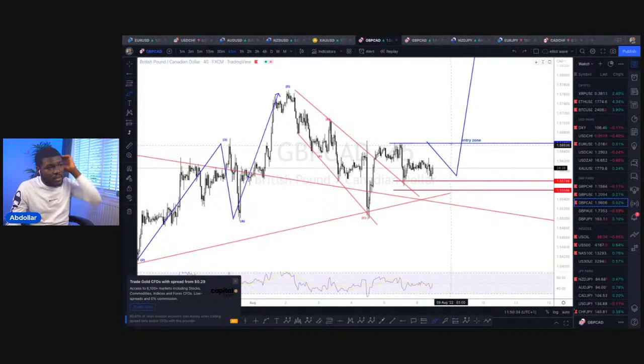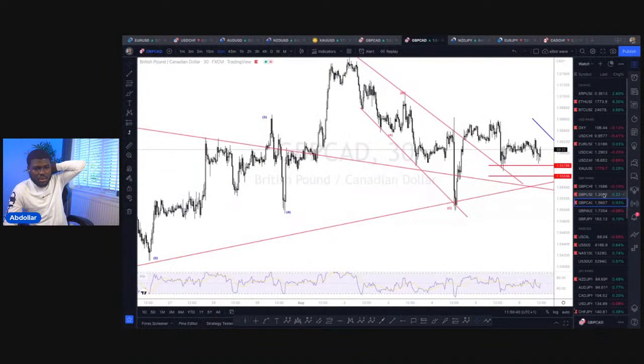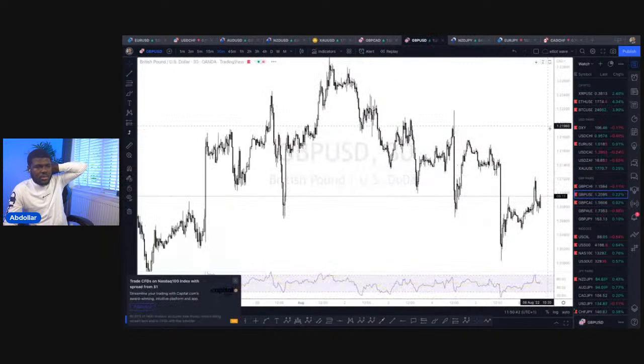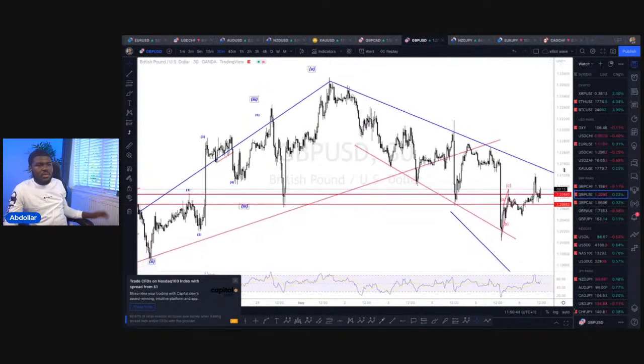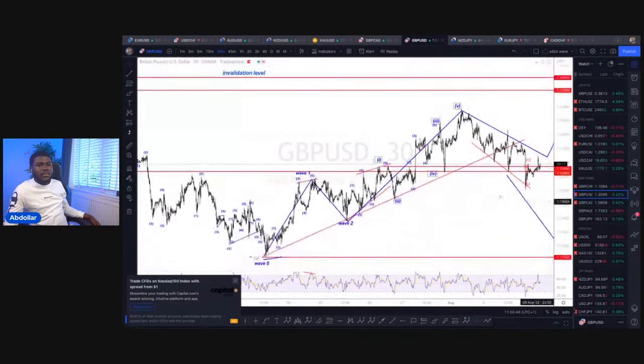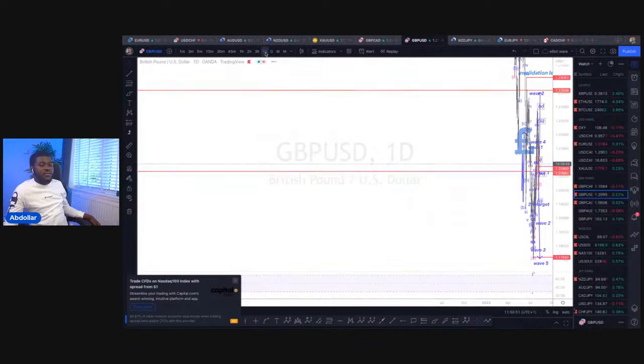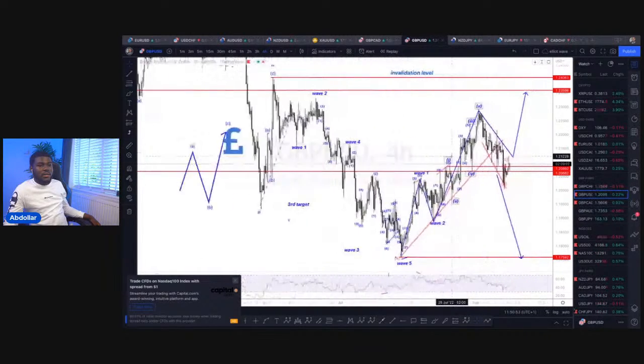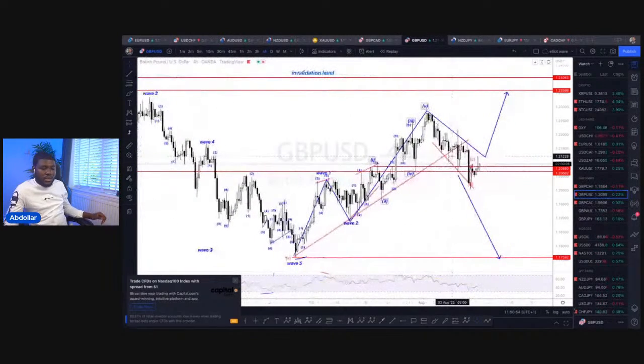So what other pair do I have on my watch list? Let me check it out. Oh, GBPUSD. Let's analyze GBPUSD and see what is happening or what is about to happen. Let's see. 4-hour time frame to make it clearer.